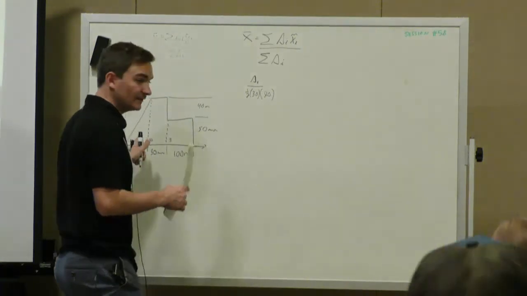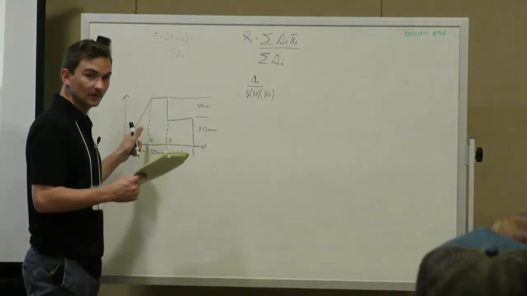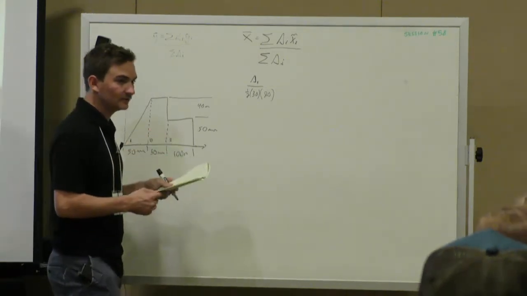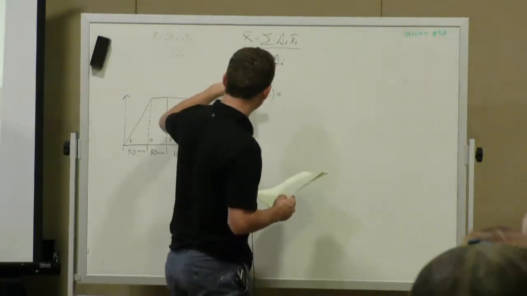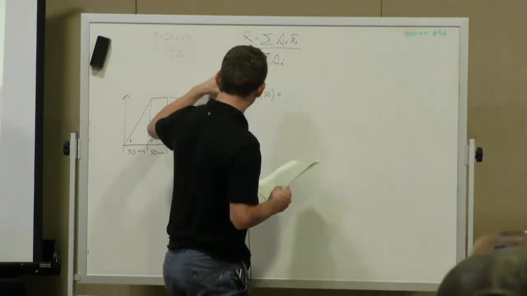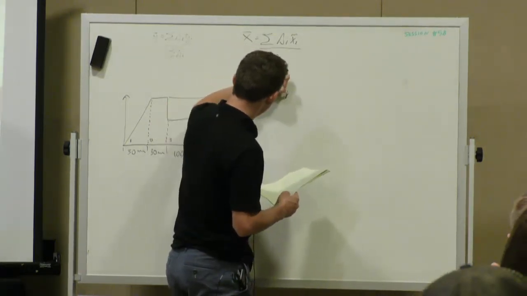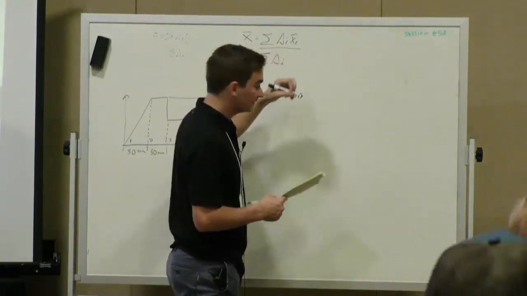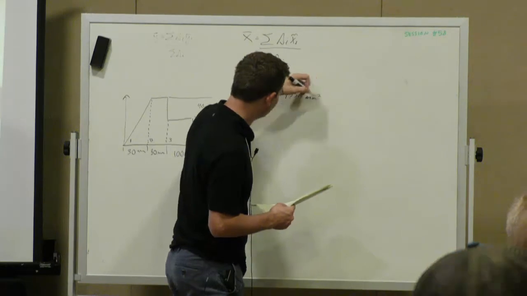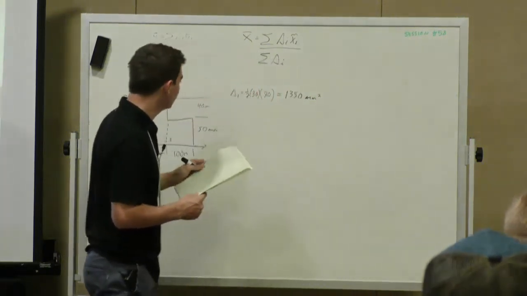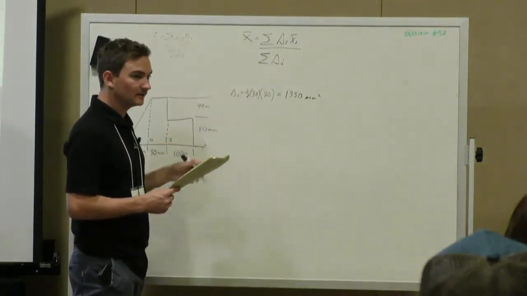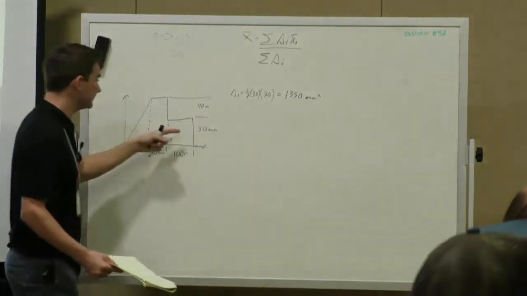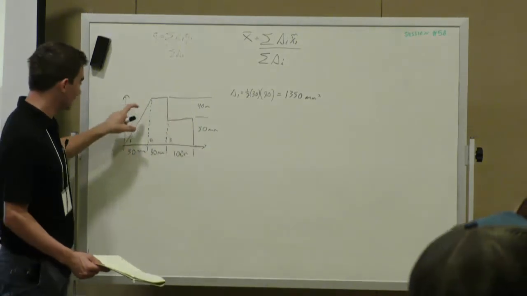For this one, you got 750? Yeah, so it comes out to 1,350. So A1, I'm going to write this off to the side: 1,350. And what are our units? It's just millimeters squared. Wait, how did you get 1/2? The height is 50 plus 40, which is 90. Okay, so it's the total height. Yeah.